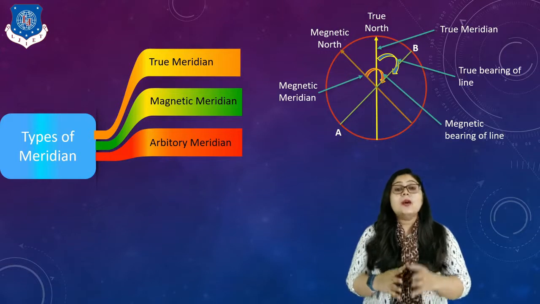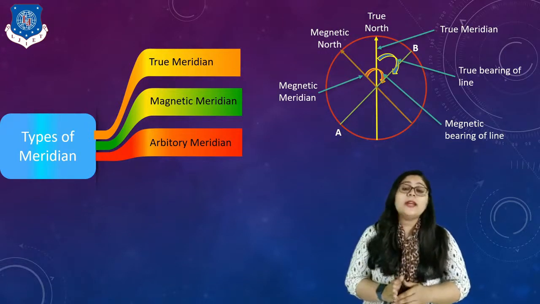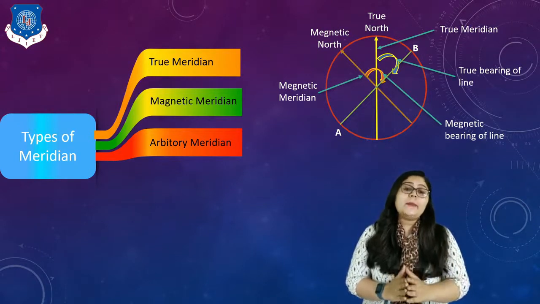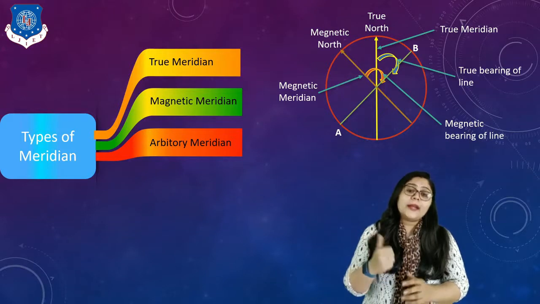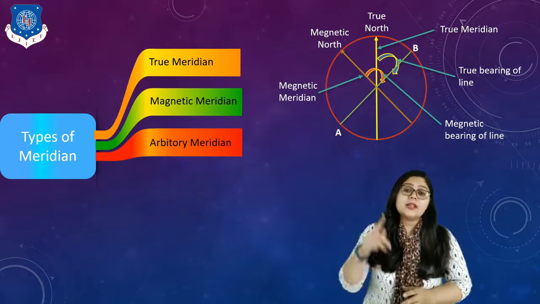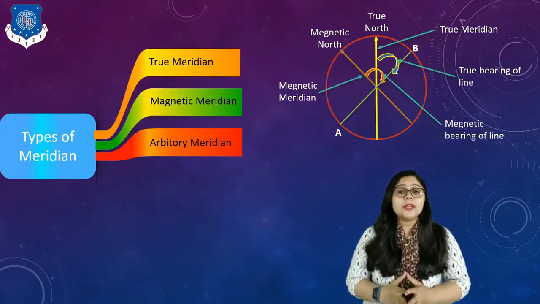place. And whenever you calculate the angle with respect to the true meridian, it is always known as the true bearing of the line. And when you measure the angle with respect to the magnetic meridian, it is always known as the magnetic bearing of the line. So, till now we have discussed these two types of meridian. But what about the last one, the arbitrary meridian?